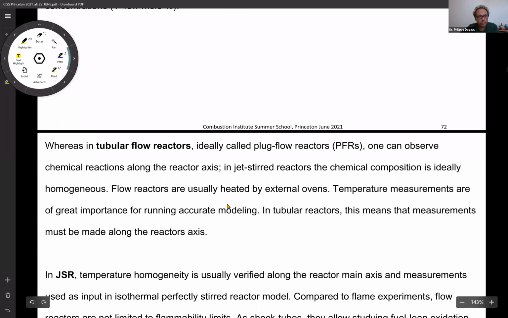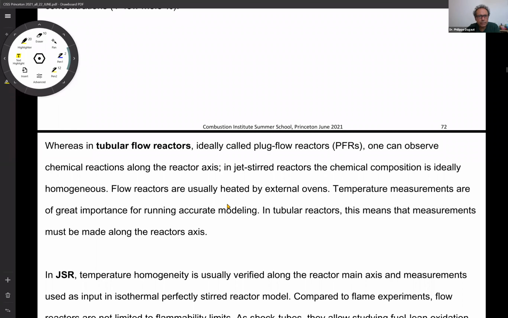Well, in tubular flow reactors, ideally called plug flow reactors, one can observe a chemical reaction along the main axis of the reactor. In jet stirred reactor, the chemical composition is ideally homogeneous, which means that wherever you probe inside the reactor, you should get the same answer.